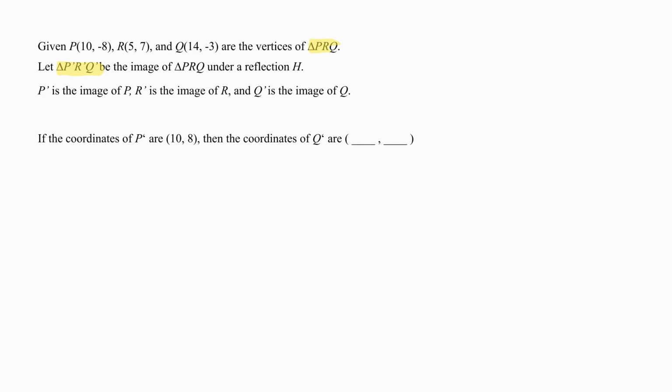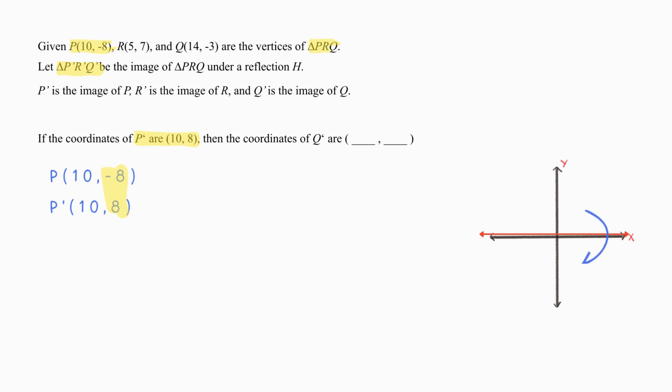We can find this by looking at point P and its reflected image, P'. The original P coordinates are at 10, -8, while the image P' is at 10, 8. Notice that the x-coordinate 10 stayed exactly the same, but the y-coordinate changed from negative to positive. When the y value changes sign like this, it means the shape was reflected over the x-axis.